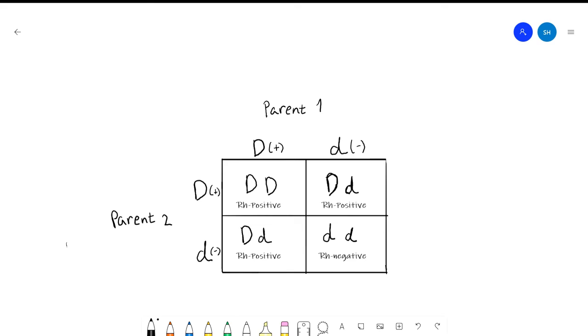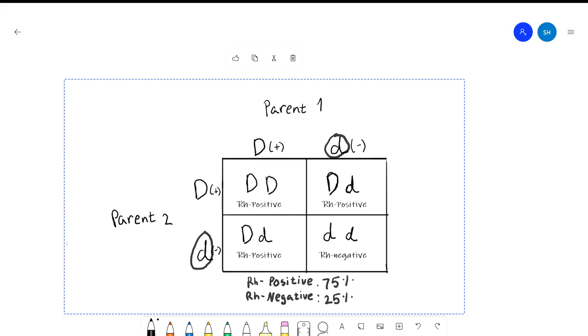This is the final possibility. In this case, both the parents have Rh positive. However, both of them carry a negative allele. So, an offspring of parent 1 and parent 2 has a 75% chance of having Rh positive and a 25% chance of having Rh negative. That was the final case.